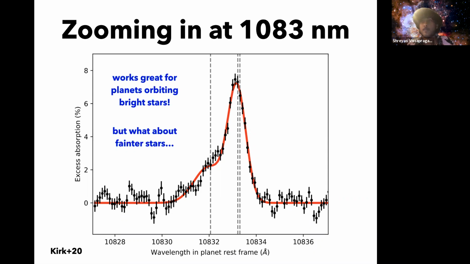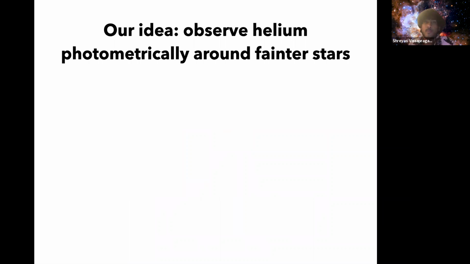So we wanted to think about a way to design an experiment to measure the 10-830 line that doesn't suffer from some of those limitations for faint sources. And so here's what we came up with. We wanted to observe helium photometrically around faint stars. So no longer breaking up the light as a function of wavelength, but just filtering the light and performing transit photometry as you would at any other wavelength from the ground.